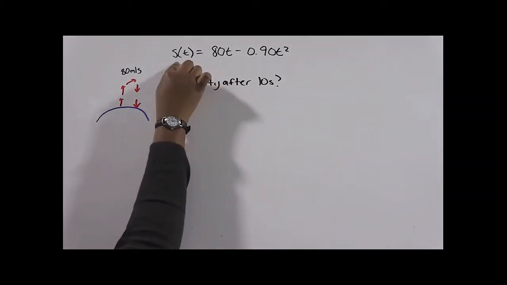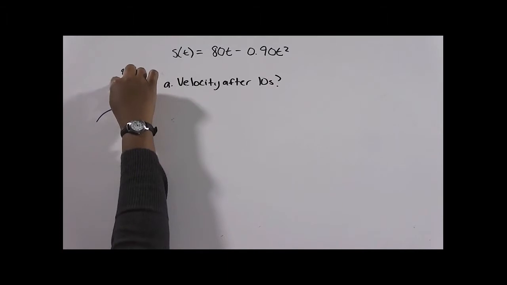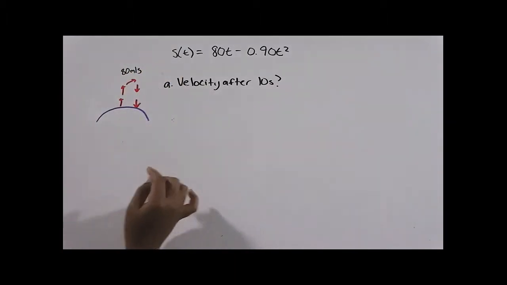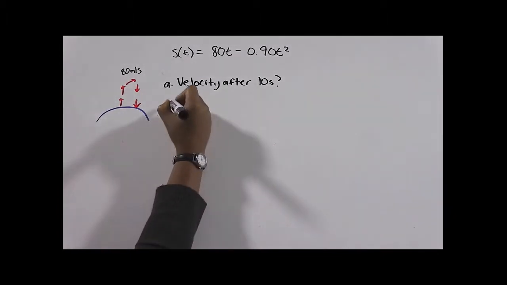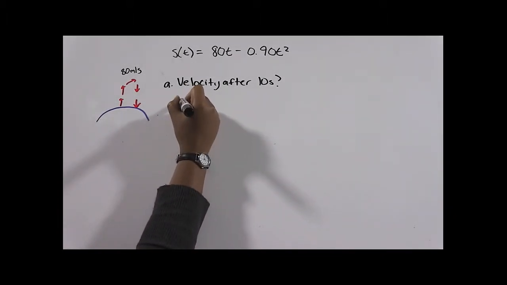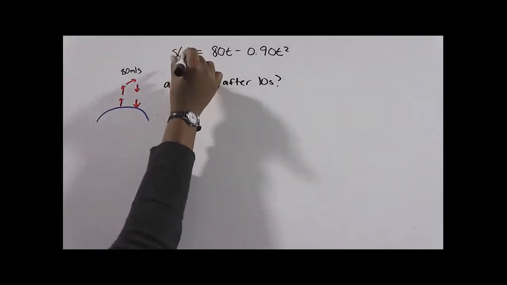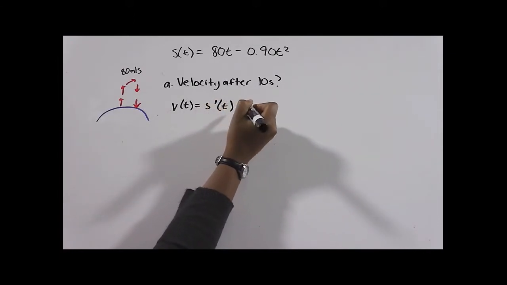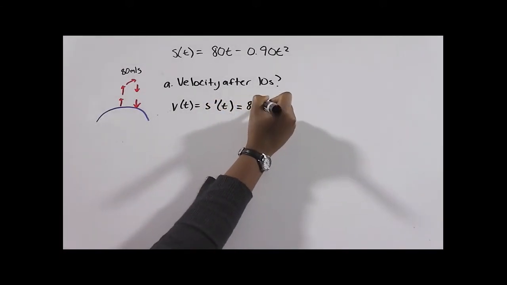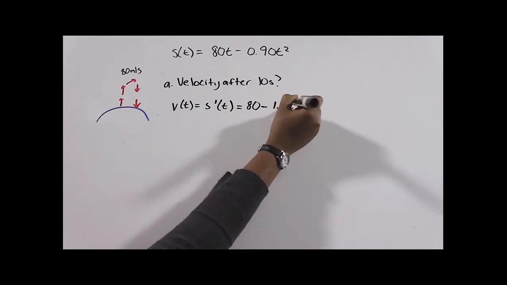Well, we know that this equation models the position of the arrow from the moon at any given time. And since we have a position equation, we know that the velocity is equal to the derivative of this equation, which is 80 minus 1.8t.